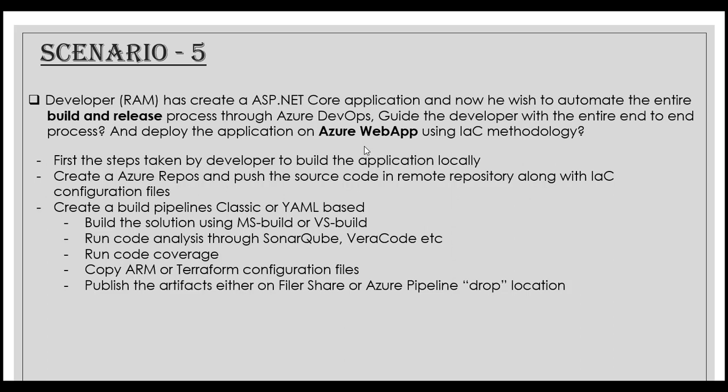Post that, once the repository is created and the source files and everything is pushed inside the repository, go ahead and create a build pipeline. As we all know, in Azure DevOps, there are two ways of creating build pipelines: a classic and a YAML based. A classic is more wherein you have multiple.